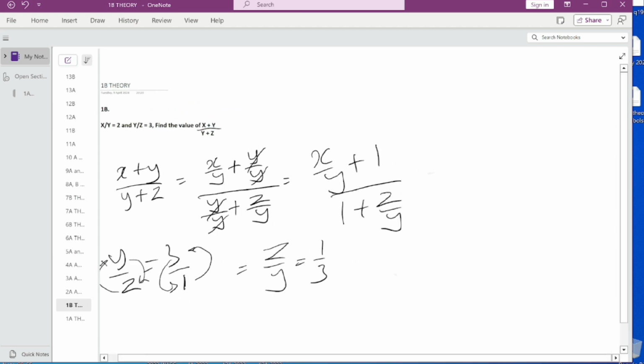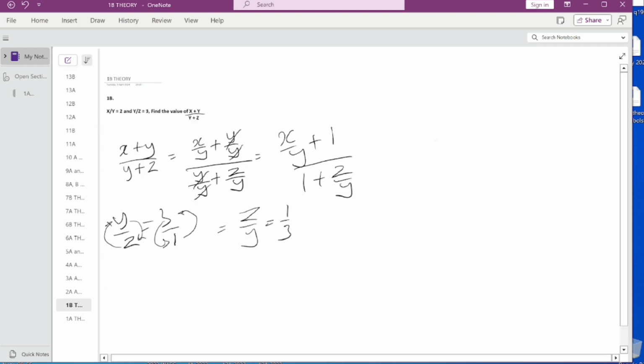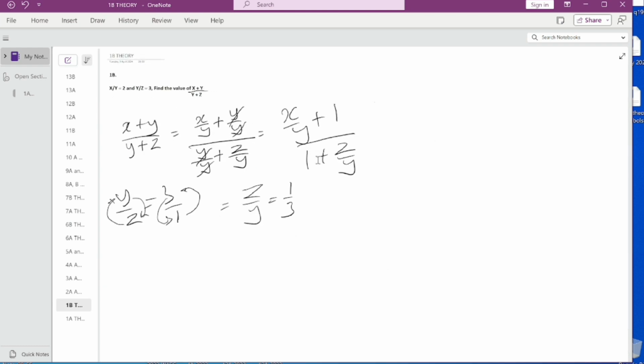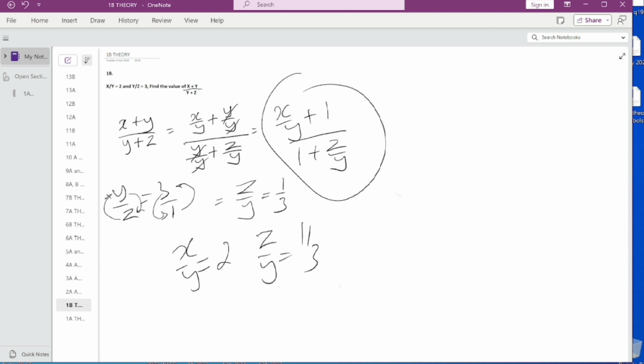We can therefore go back to the equation and substitute this into the equation. We go back to the equation we derived and substitute each of the values into it. We have our x over y as 2 from the initial equation. X over y is 2, and we derive our z over y as 1 over 3. So let's go down and solve.